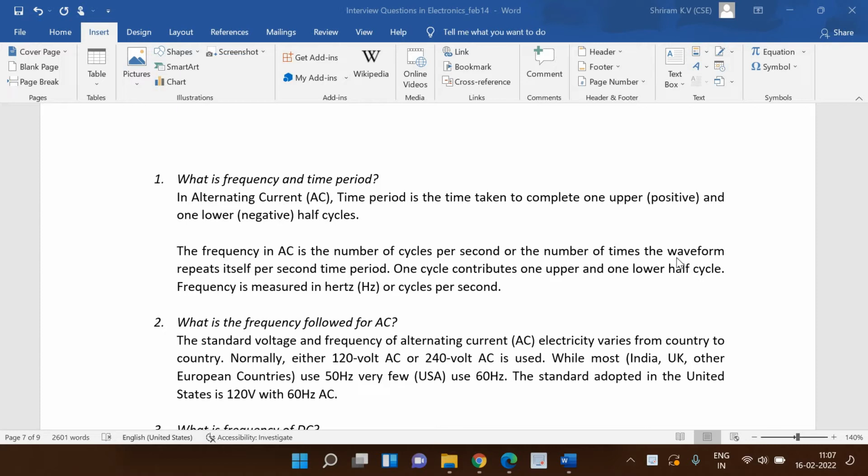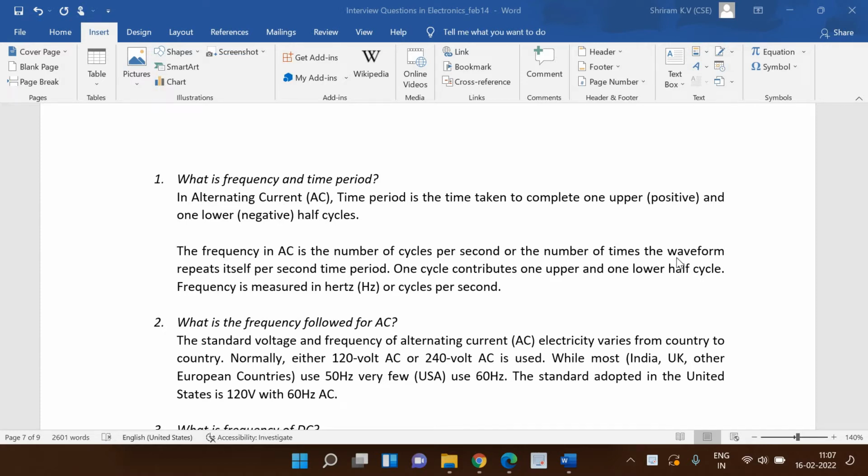In the alternating current AC, time period is the time taken to complete one upper and one lower half cycle, that is in the top and the bottom. I repeat, time period is the time taken to complete one full cycle, the upper half and the lower half.